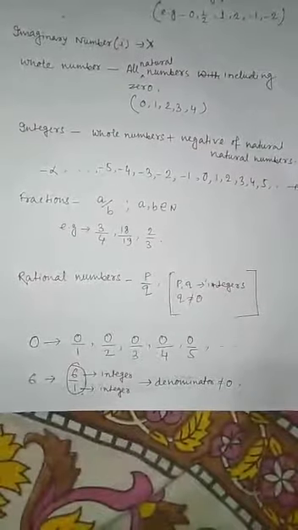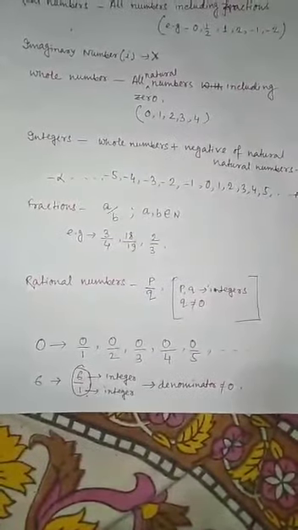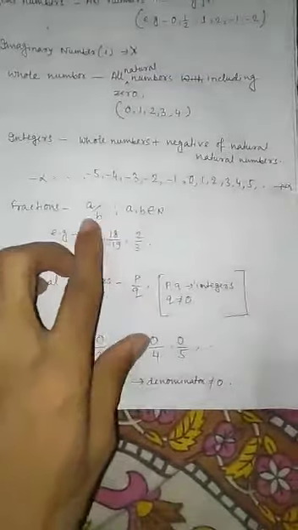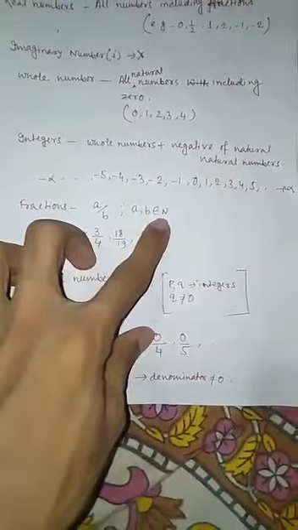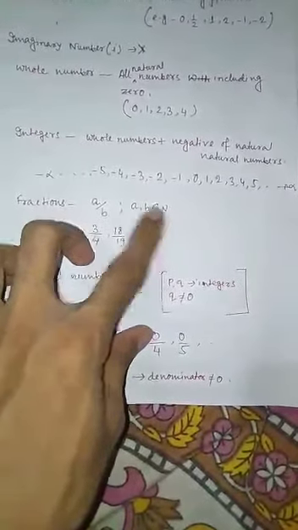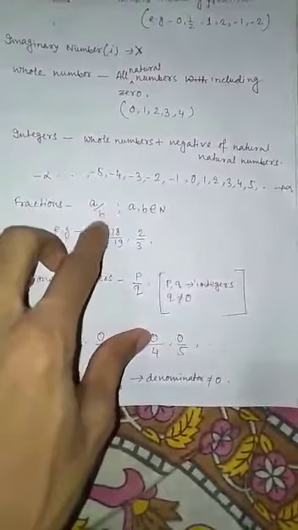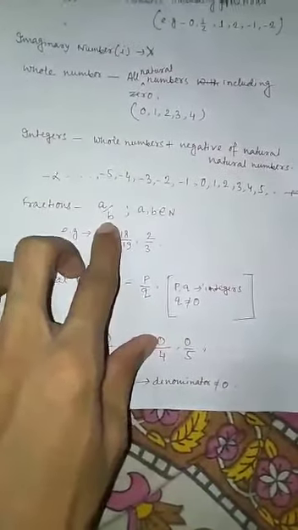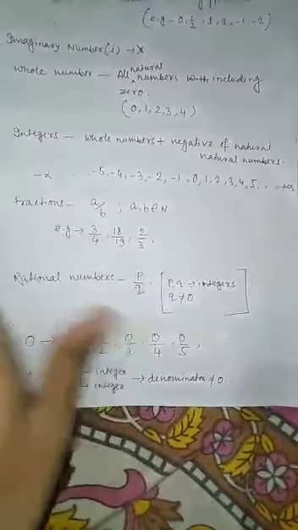The numbers which we can express in the form of a by b, where a and b both belong to natural numbers. That means a and b, they both are natural numbers. Then a by b is called a fraction, and a is the numerator and b is the denominator. We all know that. Examples: 3 by 4, 18 by 19, 2 by 3, they all are fractions.